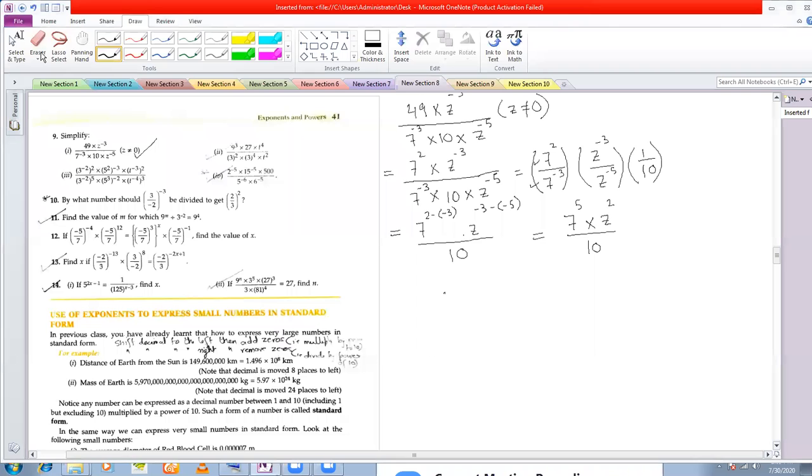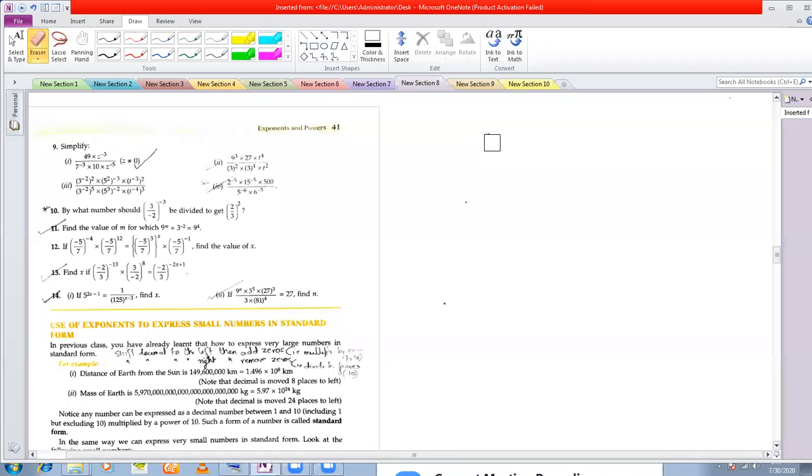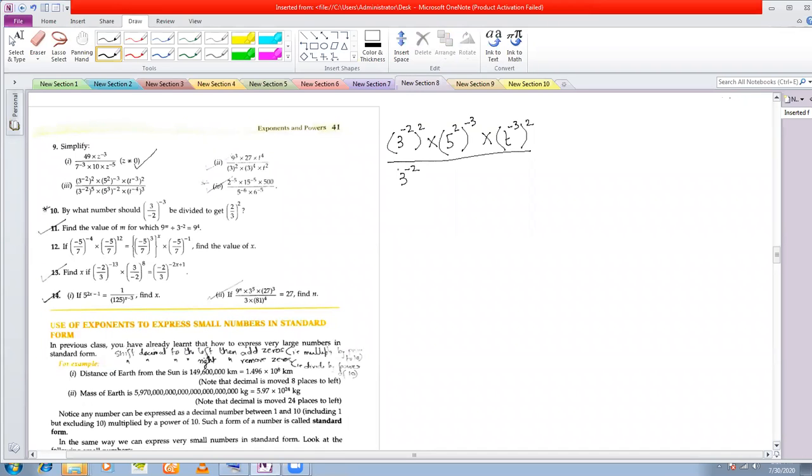Let me just erase this. Make room for: 3 to the power of -2 whole square into 5 square to the power of -3 into t to the power of -3 whole square, divided by 3 to the power of -2 to the power of 5 into 5 cube to the power of -2 into t to the power of -4 cube.